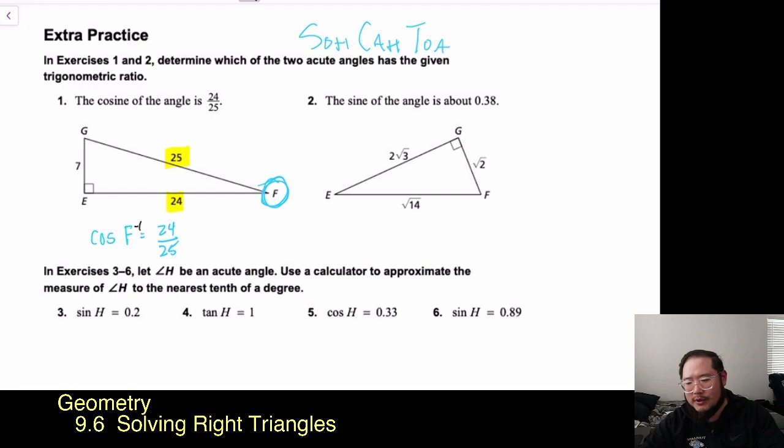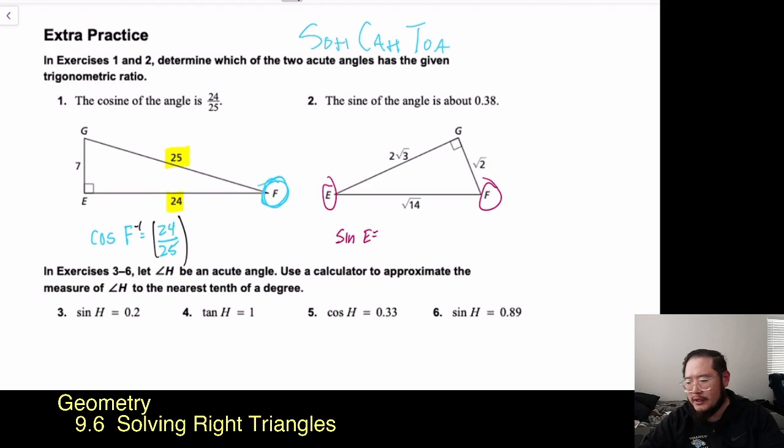Number 2, it says the sine of the angle is about 0.38. So, well, we have to figure out which one of these, if we're talking about sine, we're either looking at angle E or angle F. Well, which one gets us 0.38? It happens to be angle E. So sine of E, and then sine is opposite over hypotenuse. So we have rad 2 over rad 14.